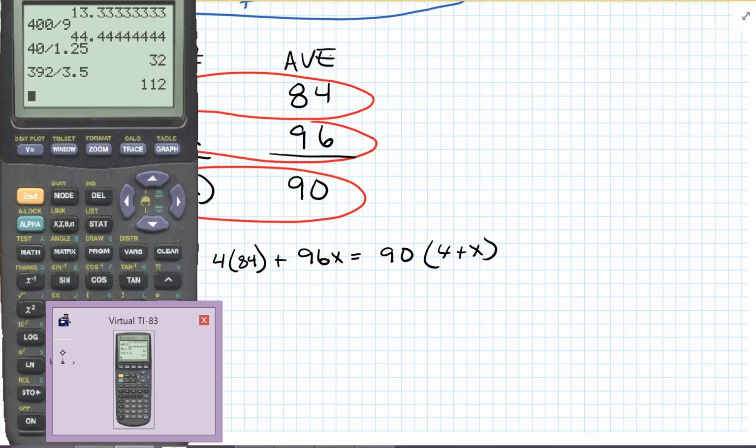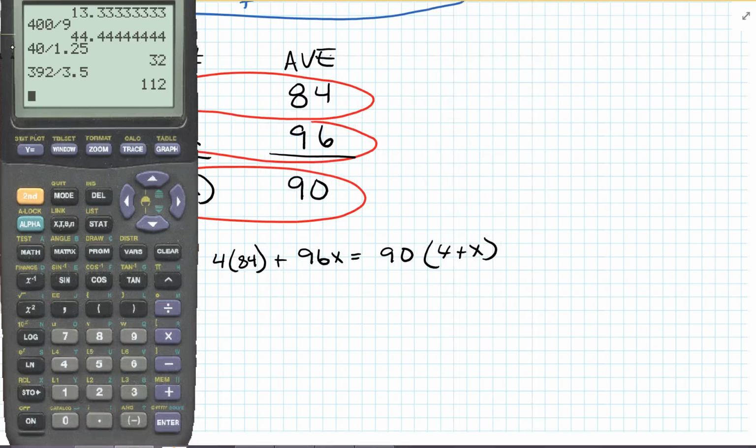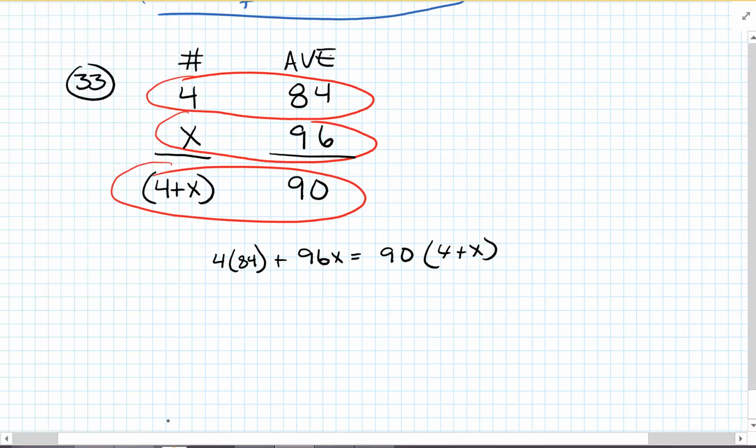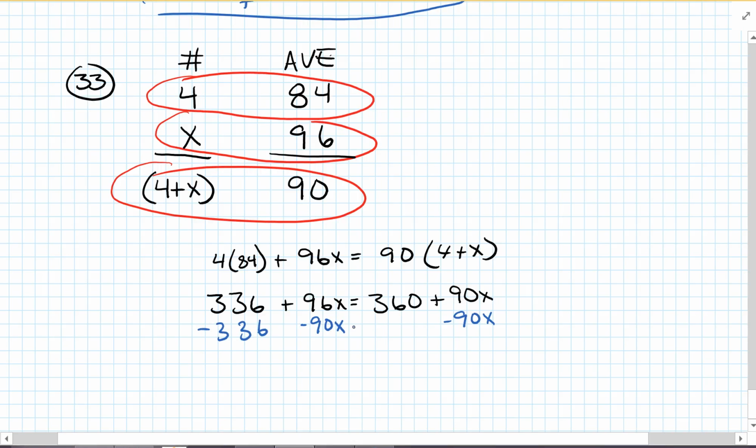So 4 times 84 is 336. So 336 plus 96x equals 360 plus 90x. Now we just simplify. Subtract 90x from each side. And let's subtract 336 while we're at it. So that's going to be 6x equals 24. Divide each side by 6, x equals 4.